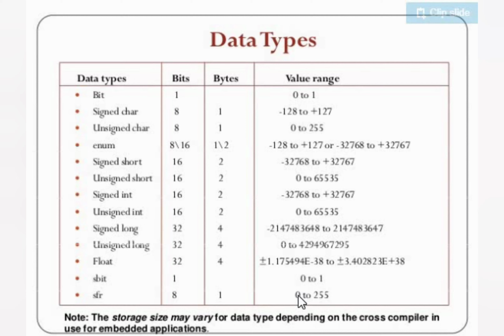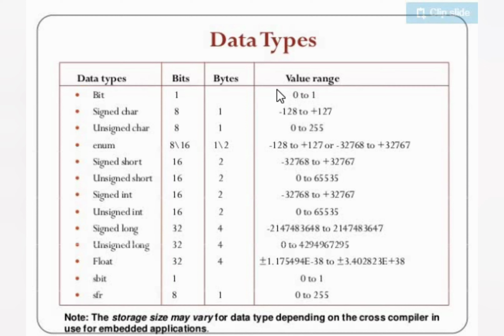If you choose the proper data types, then the results will be obtained properly and you get a good result. These are the data types, and you should know the value range of each and every one. Bit data type: value range is 0 to 1. Signed characters: minus 128 to plus 127. So these are the ranges. You should know this range before using these data types in your embedded C programming.